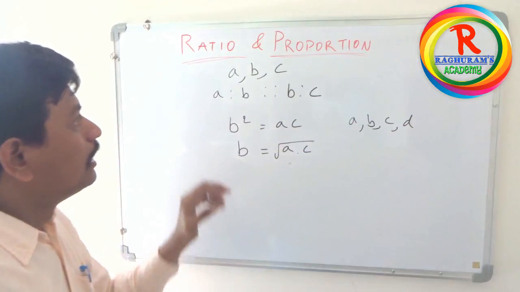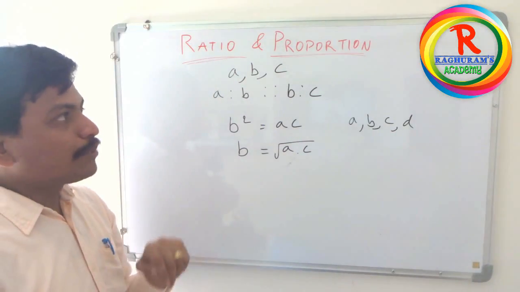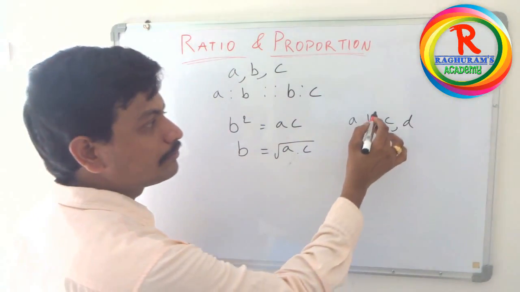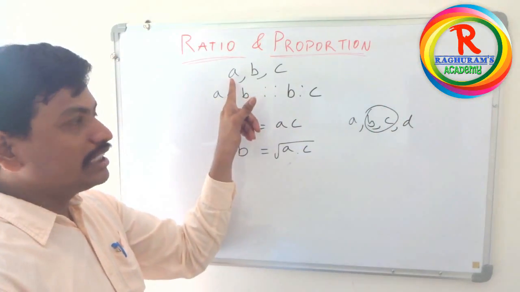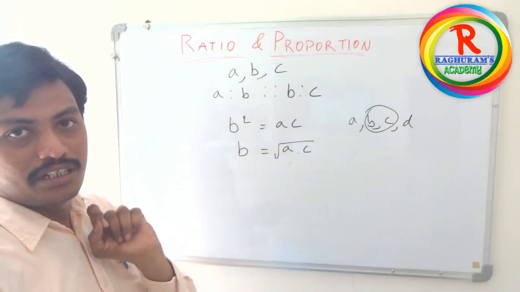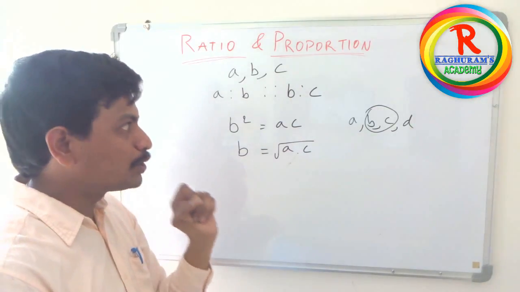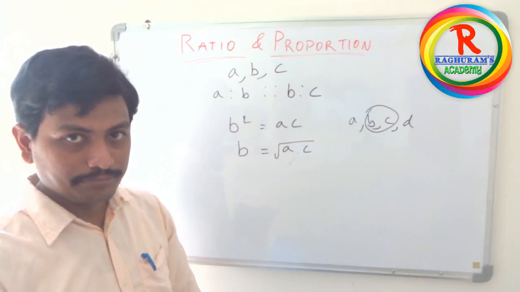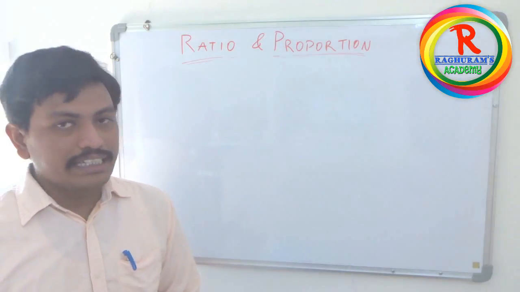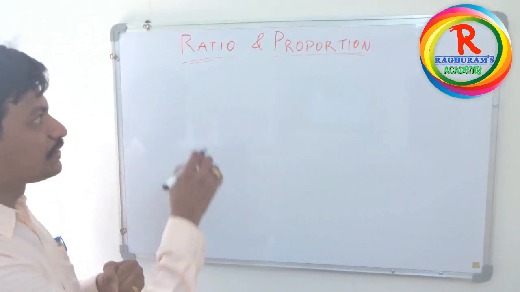Here in this case, only three terms can be in proportion, that is, the middle terms may be equal, that is B is equal to C. So we write only three terms, A, B, C. If A, B, C are in proportion, that means A is to B is the same as B is to C. Now we shall see comparison of ratios.